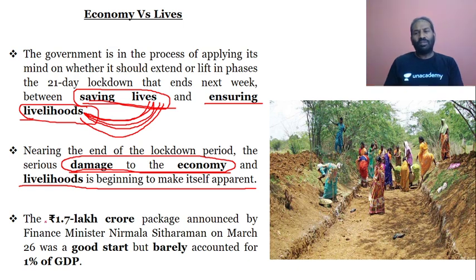And when we look at the first time the national lockdown took place, the finance ministry announced a package, the COVID-19 emergency package. It was 1.7 lakh crores of rupees. This 1.7 lakh crores of rupees was definitely a good start, but it was merely 1% of the GDP.